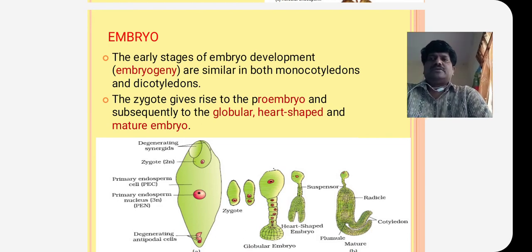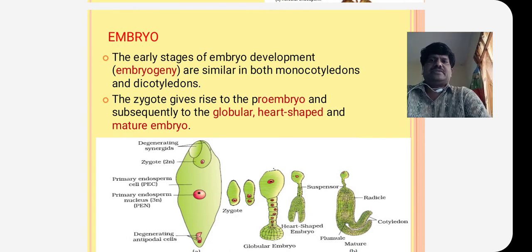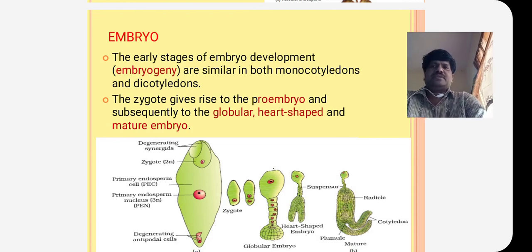Of course, it is the zygote that develops into the embryo, and the early stages of embryo development we generally call embryogeny. This embryogeny is similar in both monocot and dicot. The zygote undergoes division, and it can form different forms of the embryo. First it can form the pro-embryo, then subsequently it forms the globular embryo, heart-shaped embryo, and then the mature embryo.